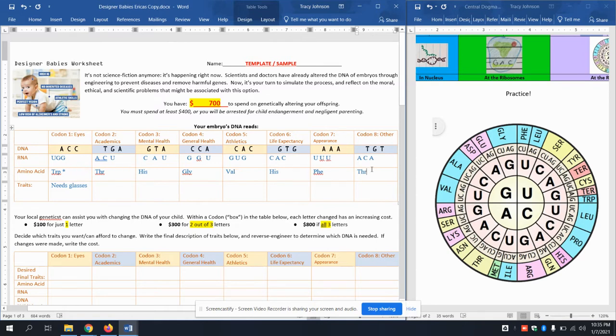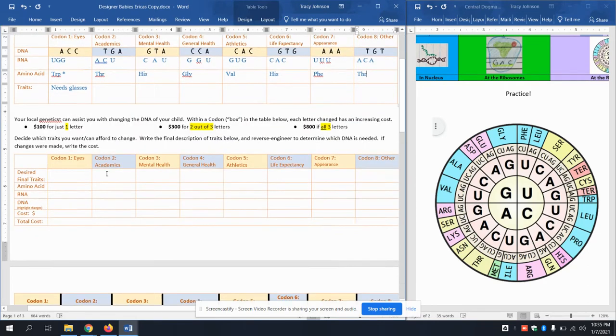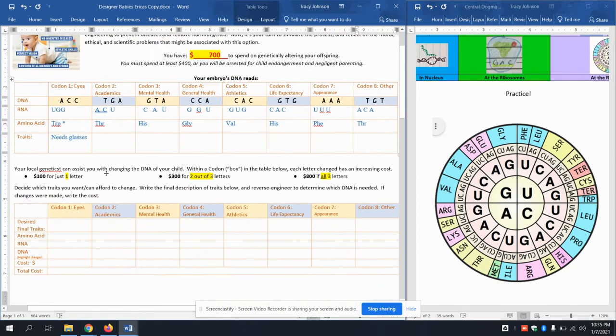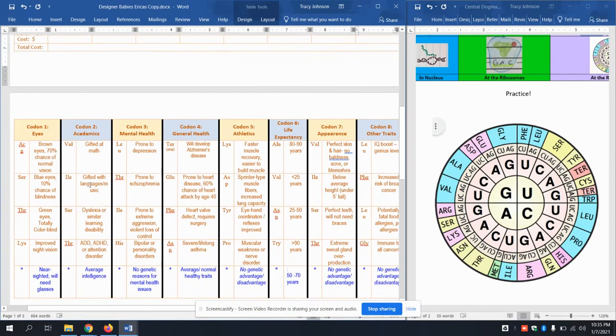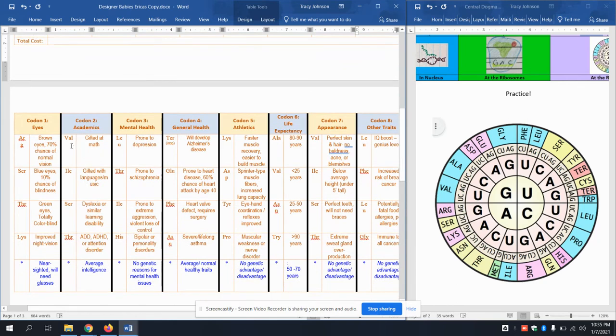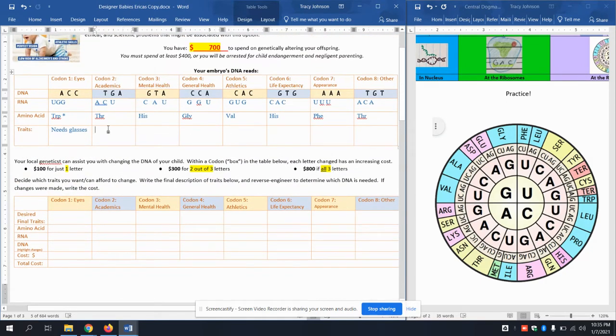So based on those amino acid ingredients, we can tell what is going to be made for this baby. What traits are we going to see in this baby's academics? For eyes, what traits are we going to see with their eyes? So let's go down and let's do academics first. My amino acid is threonine. You're going to have to go down to page 2 for that. If you look, I'm in the blue. Codon 2 is academics, so codon 2, academics, it's blue. And I'm looking for threonine. Valine, isoleucine, serine, threonine right there.